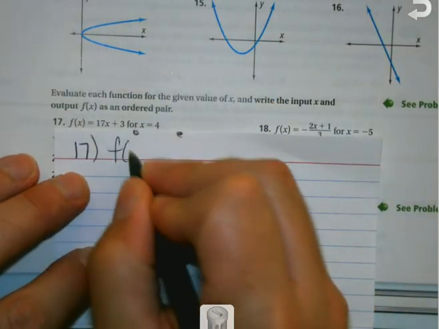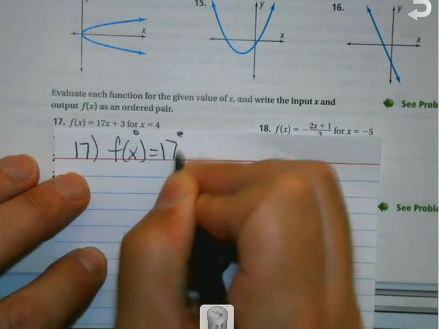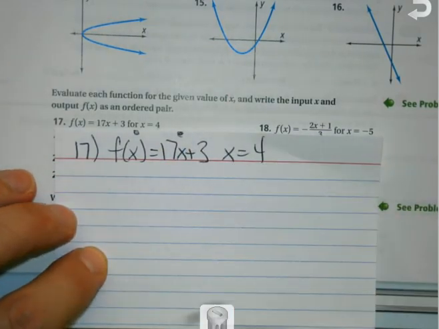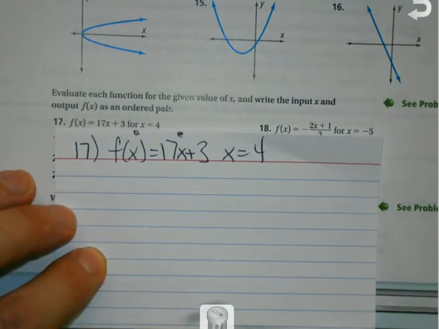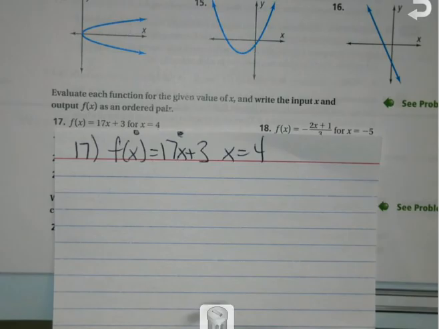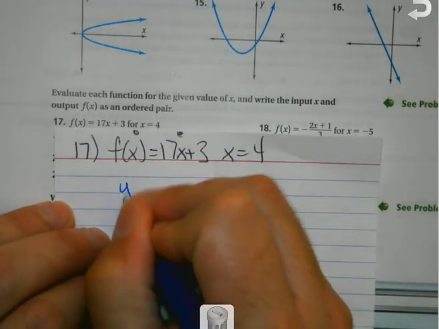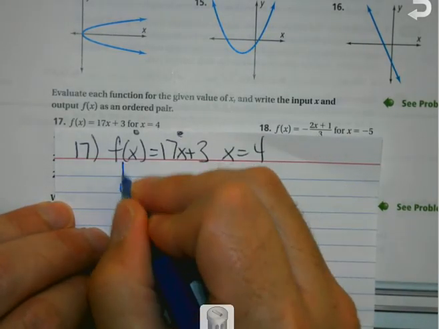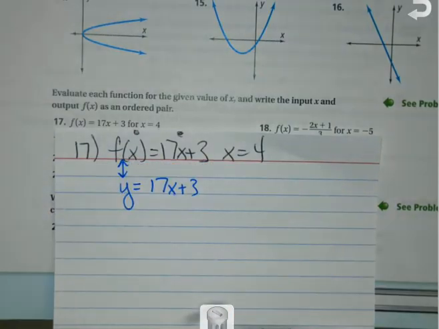So here's the actual question. I'll write it a little bigger in case some of you can't see it. And the directions are evaluate each function for the given value of x and write the input and output as an ordered pair. You're like, what's this f of x thing? F of x is a fancy way of saying y equals. Okay? These guys are one and the same.